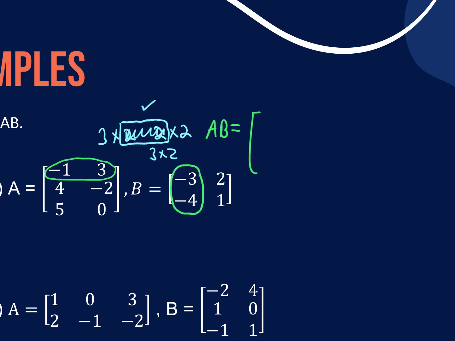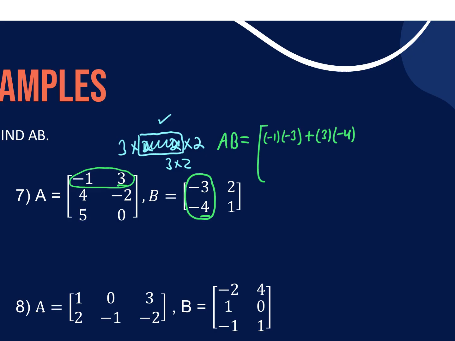It's going to be -1 times -3, plus the next set of numbers that we see are a 3 and a 4. Again, it's left to right, top to bottom. So how did I get that first? It's going to be a -1, so first entry by first entry, plus second entry by second entry. So 3 times -4, so plus 3 times -4.